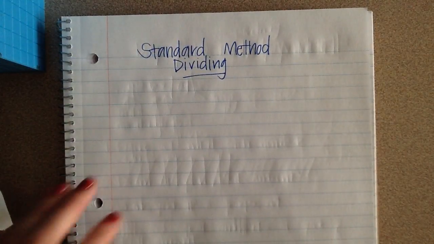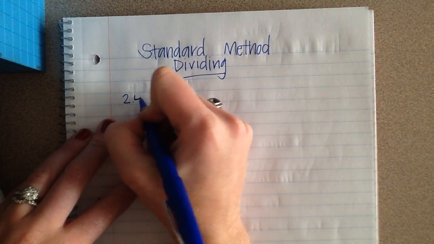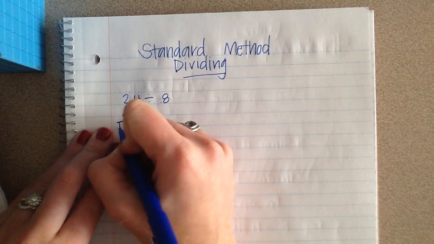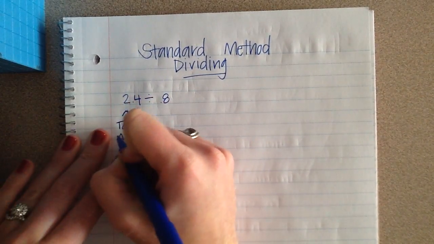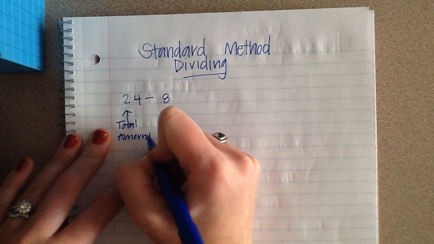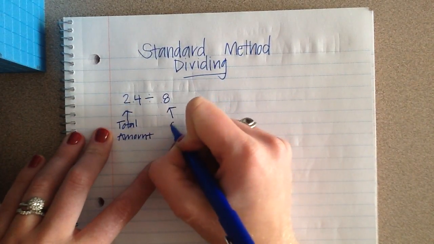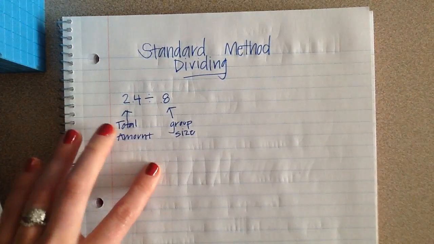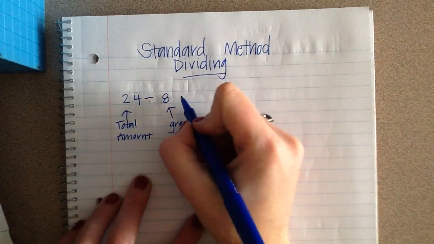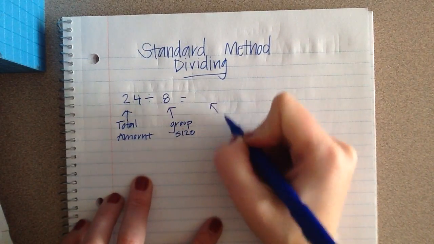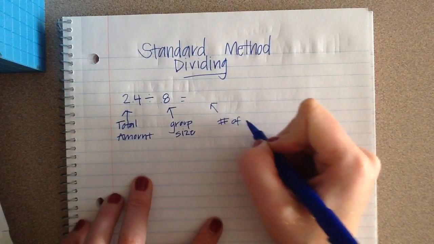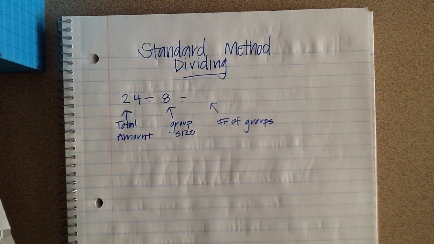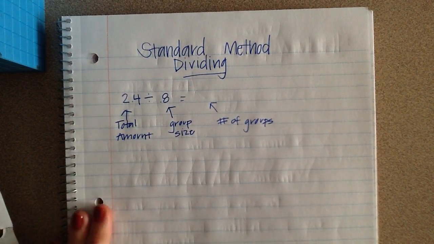So actually I'm going to put it over here. 2.4 divided by 0.8. This is my total amount. And this is my group size. And I am looking for my number of groups. Okay, so with that being said, this is how we're going to do it.